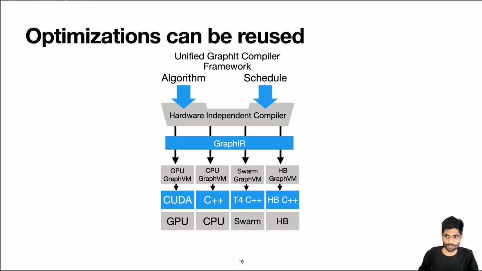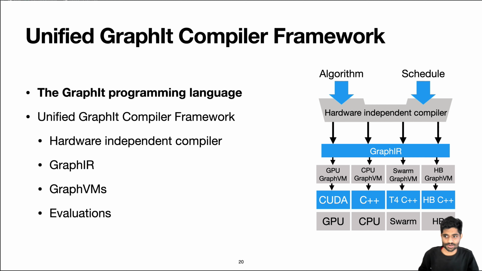With this design and the optimizations we implement, we are able to speed up the code generated for GPUs, CPUs, Swarm, and HammerBlade by up to 52x, 42x, 5x, and 8x respectively. We are able to achieve all this with minimal new effort per hardware. We will now get into the various parts of the Unified GraphIt compiler framework and see how they work together to get the best performance. But before we do that, let us understand the GraphIt DSL and the abstraction it provides.